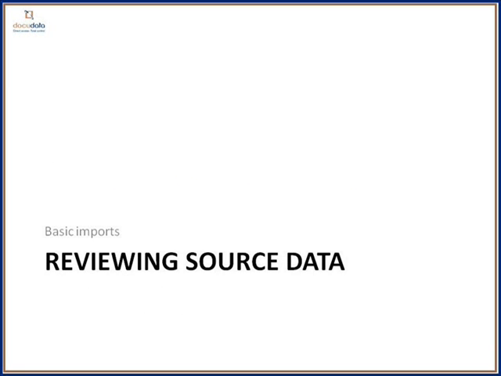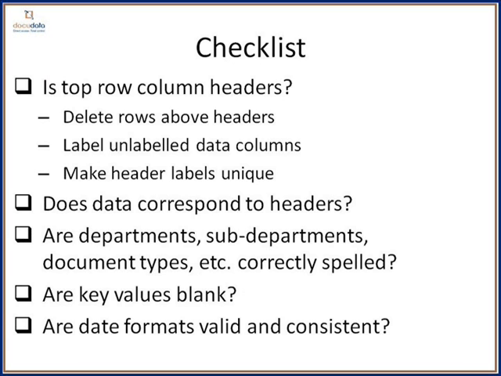The next portion of our tutorial will walk through an example of reviewing source data that a customer has sent us. The first thing that we will check is the column headers. If there are any rows above the headers, we will delete these. We will also check for any unlabeled data columns and make sure that the columns that are there are meaningful and unique. Next, we will verify that the data corresponds to the column headers. Basically, did the customer understand? And then we will check that the departments, subdepartments, document types, etc. are all spelled correctly. We will also check for blank values and verify that date formats are valid and consistent.